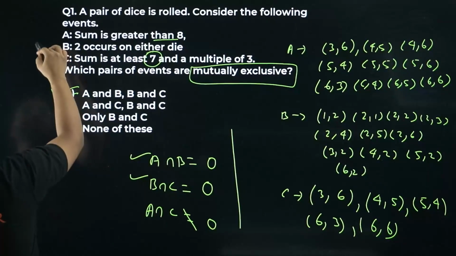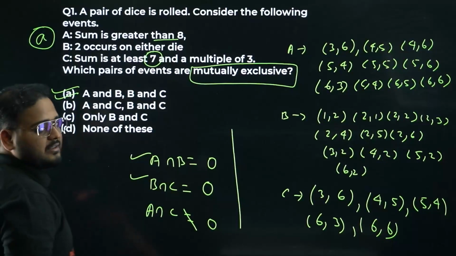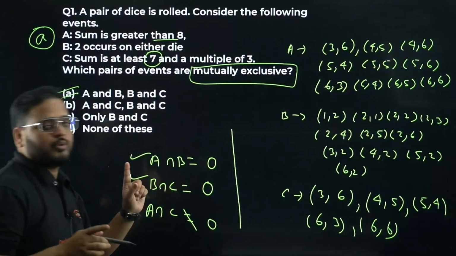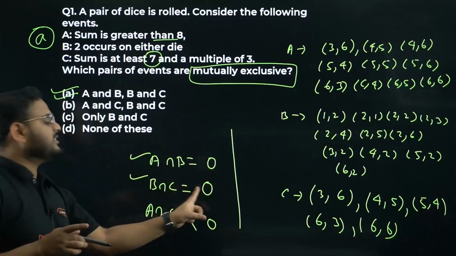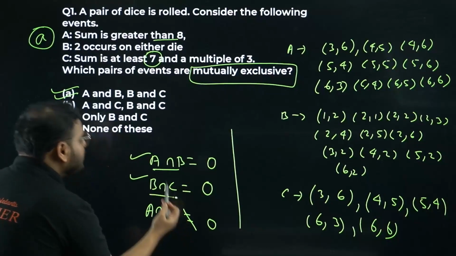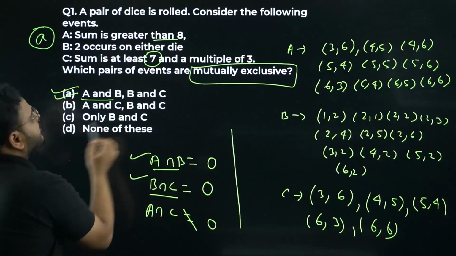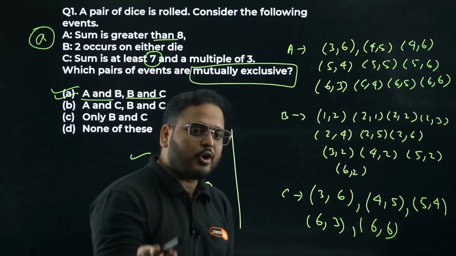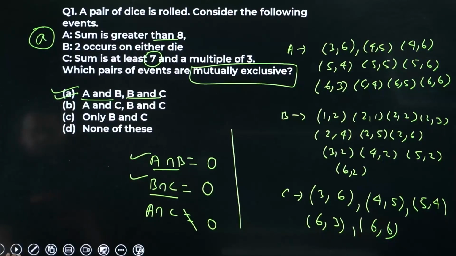Option A is correct. They're looking for mutually exclusive events, means they're looking for the intersection to be 0. I'm getting A and B as 0 and B and C as 0. It means A and B are mutually exclusive and B and C are mutually exclusive as well. Clear? Moving on now to question number 2.